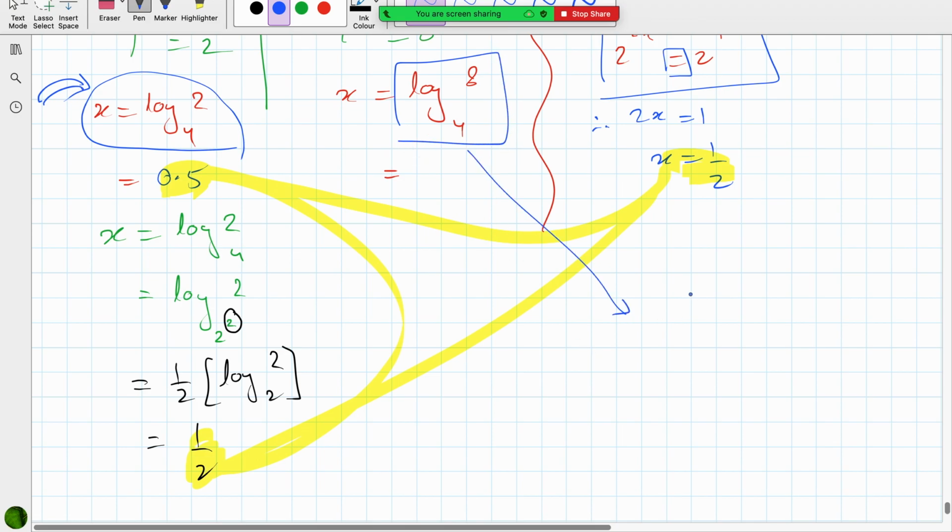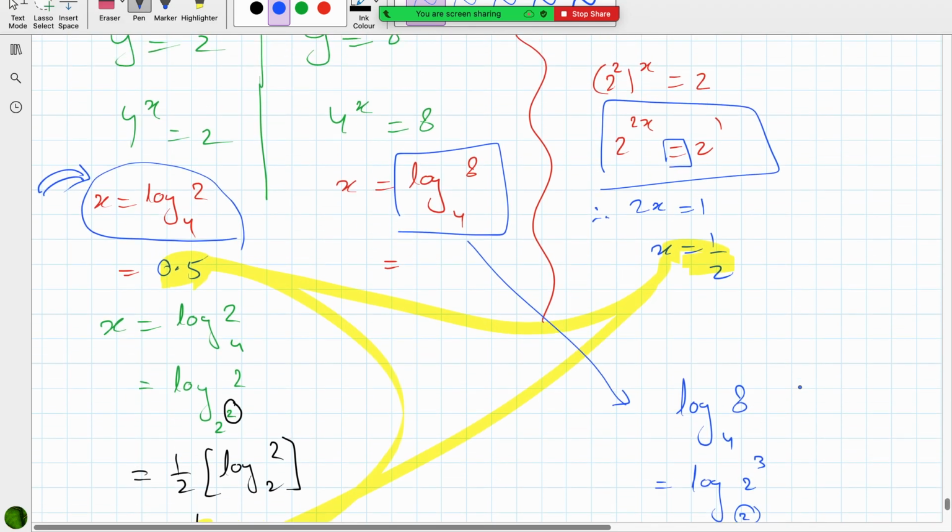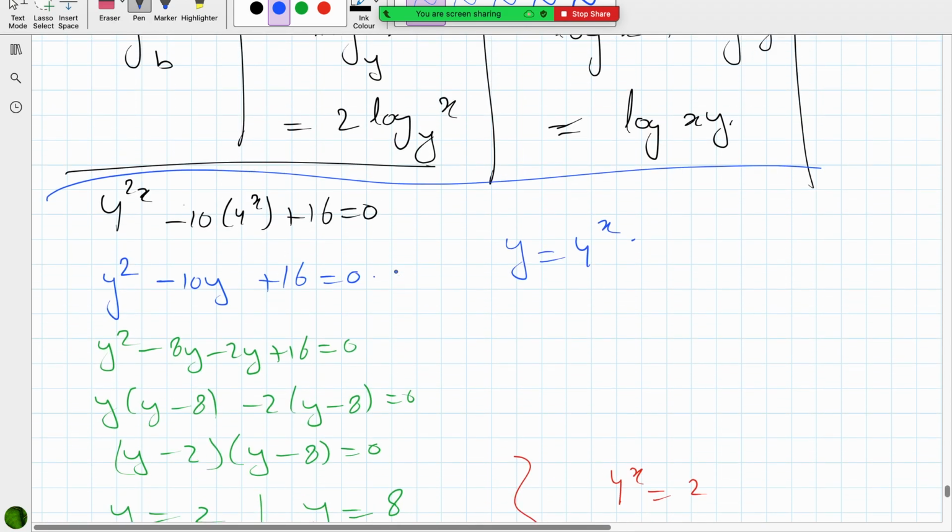If I have to solve this without using a calculator, this is log of 8 to base 4. I can write log of 2 cube and 2 square. When this 3 comes out, it stays as it is. When this 2 comes out, it is reciprocated. So log of 2 to base 2. The final answer is 3 by 2. That is 1.5. So this x is 1.5. So 1 by 2 and 3 by 2 are the two answers for this statement.